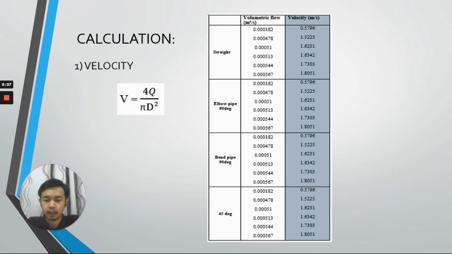So from the data obtained, we can calculate the velocity of water flow in pipes by using the formula of velocity, which equals 4Q over pi d squared, where Q is the flow rate and d is the inner diameter of the pipes.